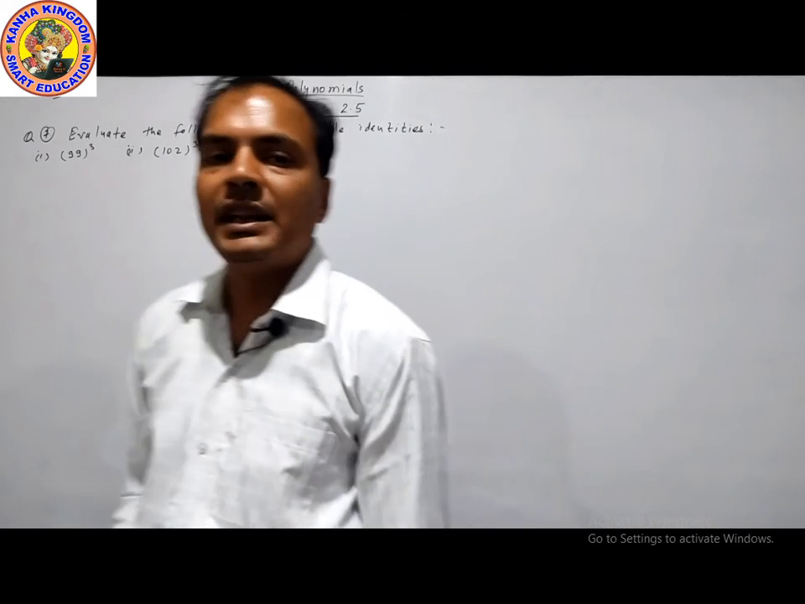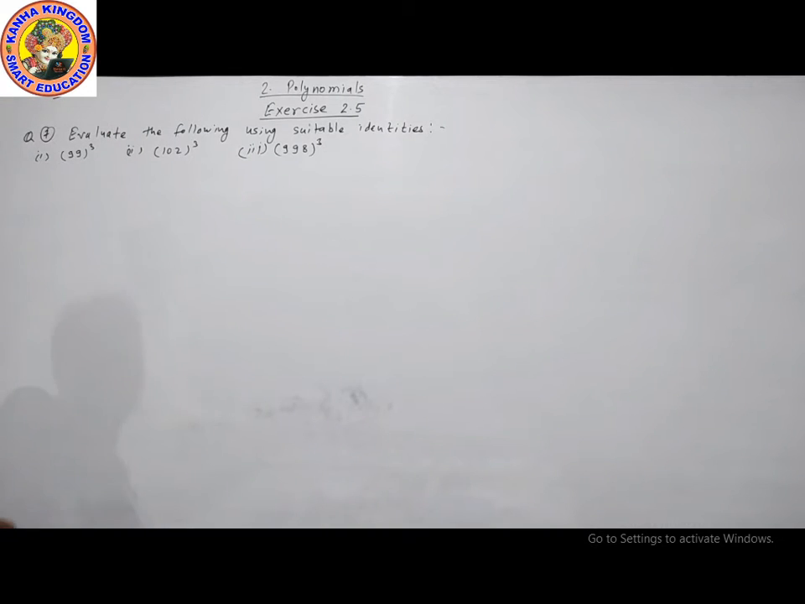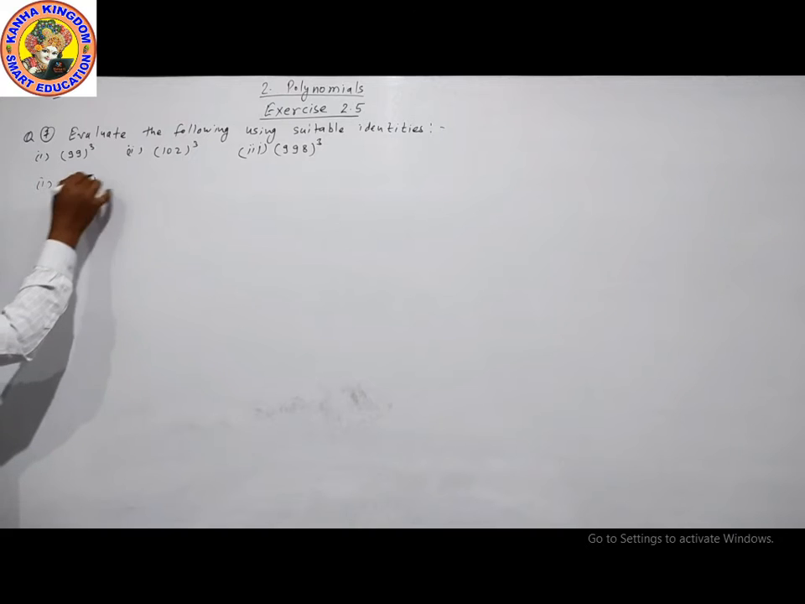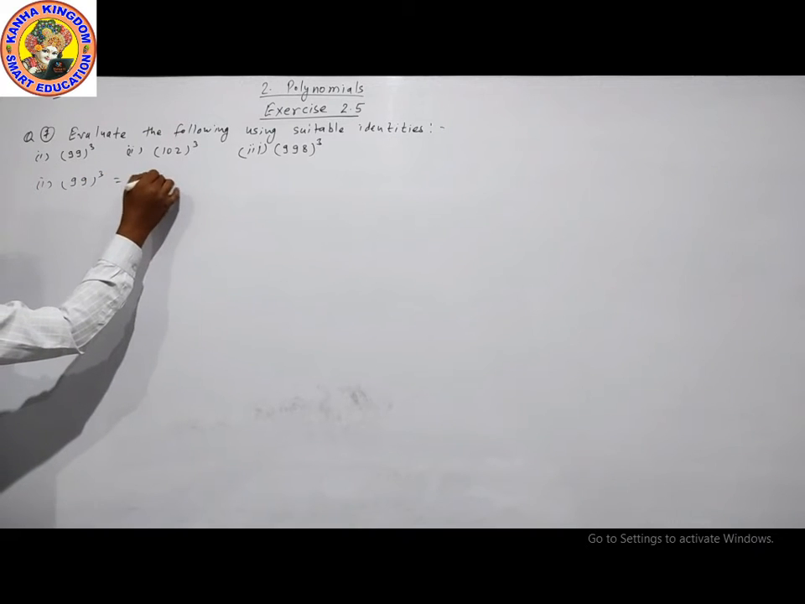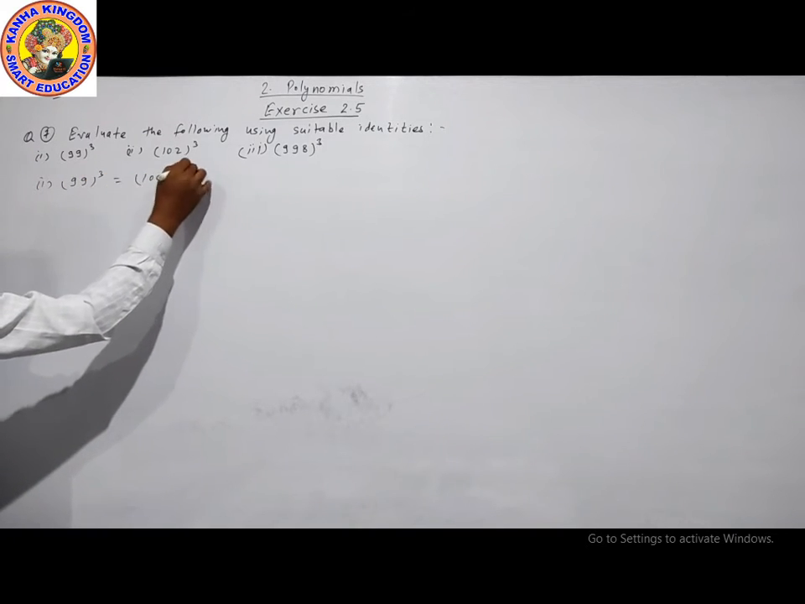Now our next question is question number 7. Evaluate the following using suitable identity. We are not finding 99 cube directly. We are finding 99 cube by using a formula. For 99, the nearby value is 100. 100 minus 1 is 99. First question is 99 cube, which is (100 minus 1) cube.